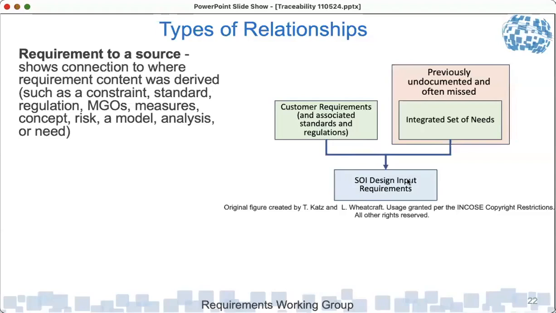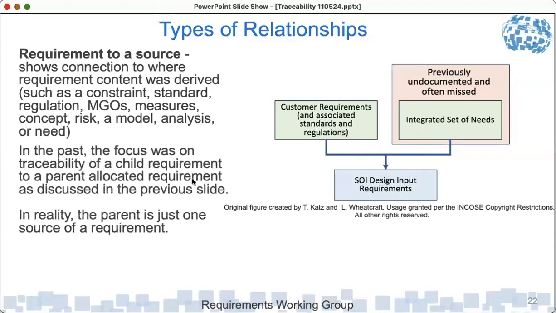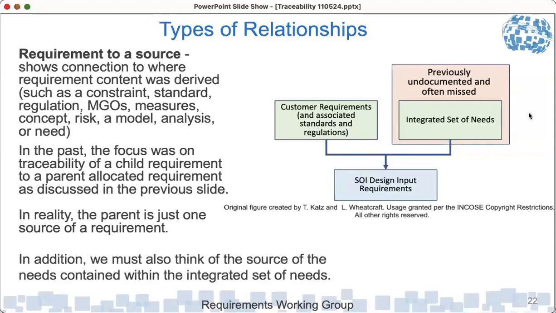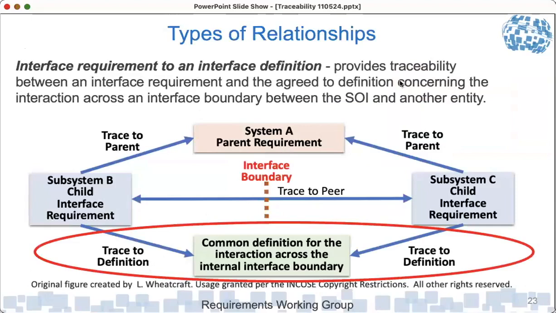So those design input requirements would be traceable to that integrated set of needs. We may have been provided a set of customer requirements and associated standard regulations, so those could be sources as well. While the focus in the past was parent-child, we have to recognize that there are other sources that we can point to, and the parent is just one of those sources. And also, when we talk about the integrated set of needs, they have a source, so they must be traced to where they came from as well.